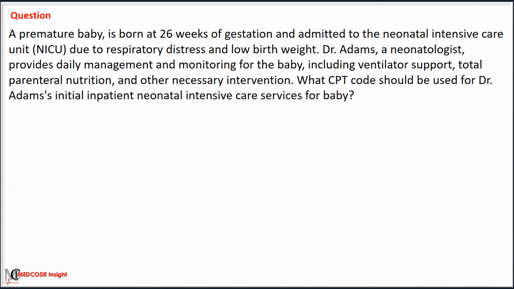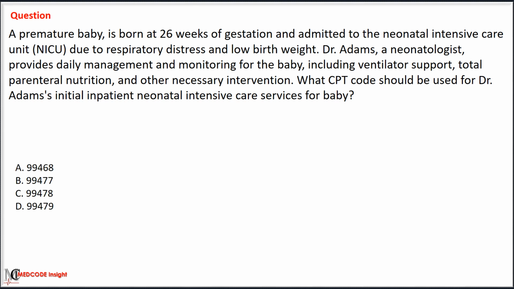A premature baby is born at 26 weeks of gestation and admitted to the neonatal intensive care unit due to respiratory distress and low birth weight. Dr. Adams, a neonatologist, provides daily management and monitoring for the baby, including ventilator support, total parenteral nutrition, and other necessary interventions. What CPT code should be used for Dr. Adams' initial inpatient neonatal intensive care services for the baby?